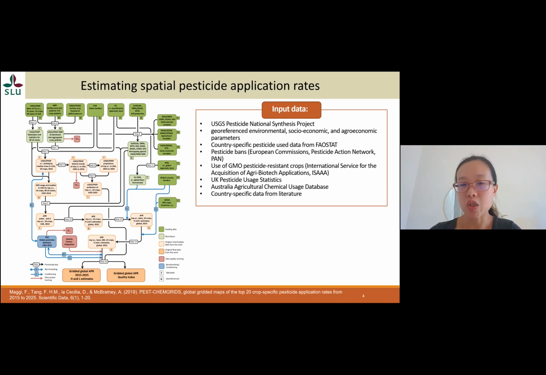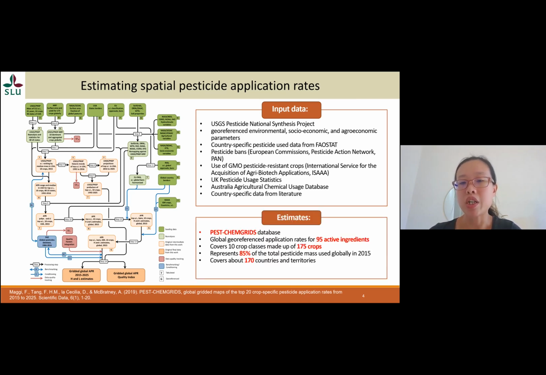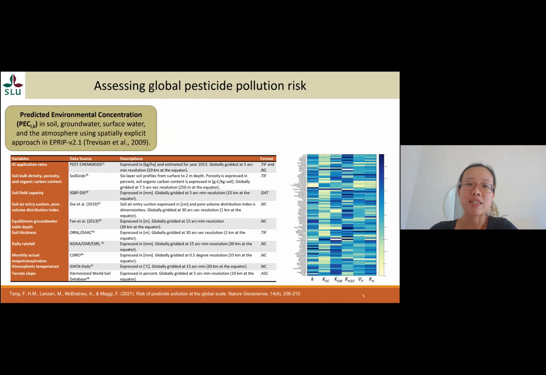Basically, out of this work, what we get is estimates of georeferenced application rates for 95 different active ingredients. This database covers 10 crop systems, including about 175 individual crops, and it covers about 170 countries and territories. Using these estimates of pesticide application rate, we then try to assess the global pesticide pollution risk.